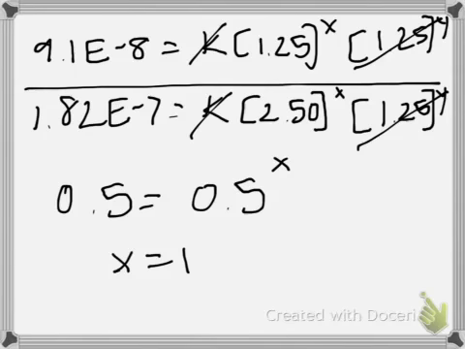I'm now going to figure out the order of the reaction with respect to B, or superscript Y, on the next slide. In this case, I want to use experiments 2 and 3. Here, the concentration of A stays the same, and I'll be able to cancel that out, but the concentration of B changes. So, I'm going to divide the experimental rate law for experiment 2 by the experimental rate law of experiment 3.